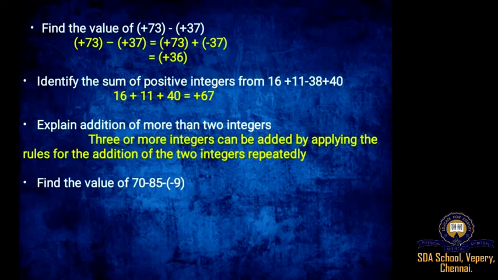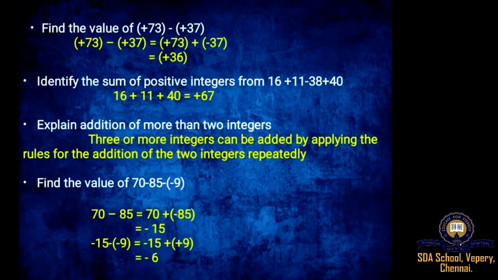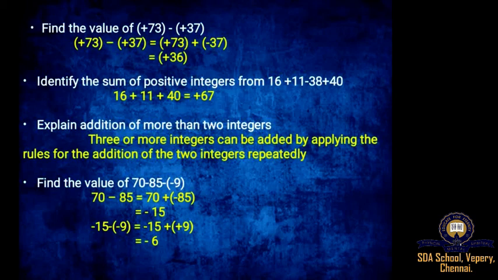Next question. Find the value of 70 minus 85 minus of minus 9. So first we will take the first numbers 70 minus 85 which is equal to 70 plus of minus 85 which is equal to minus 15. Next minus 15 minus of minus 9 which is equal to minus 15 plus of plus 9 which is equal to minus 6. I hope you all understood how to add and subtract integers.